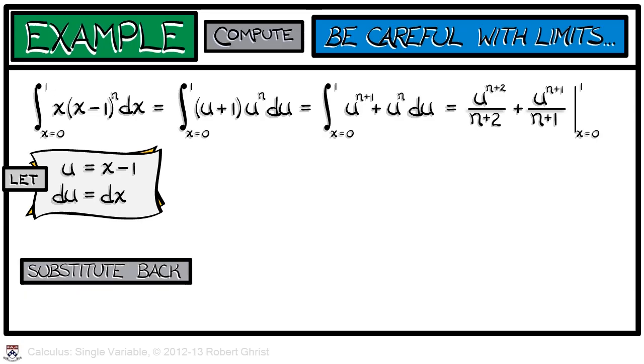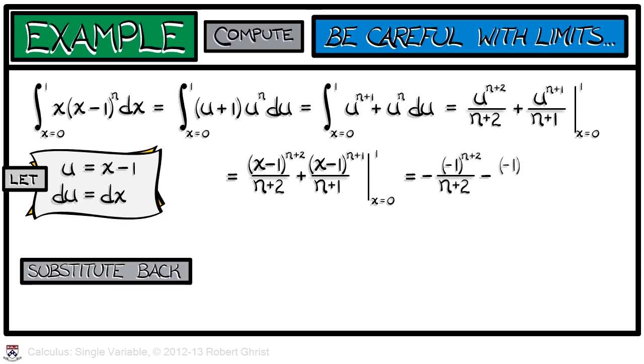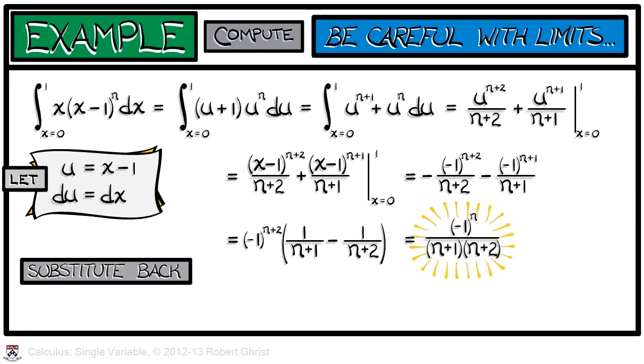But that's in terms of x. So, to compute the answer, we could substitute back in x minus 1 for u. This gives us (x minus 1) to the n plus 2 over n plus 2 plus (x minus 1) to the n plus 1 over n plus 1. Evaluating as x goes from 0 to 1 gives minus (negative 1) to the n plus 2 over n plus 2 minus (negative 1) to the n plus 1 over n plus 1. With a little bit of simplification, factoring out a (negative 1) to the n plus 2, and then simplifying that to (negative 1) to the n, we get our final answer of (negative 1) to the n over (n plus 1) times (n plus 2).